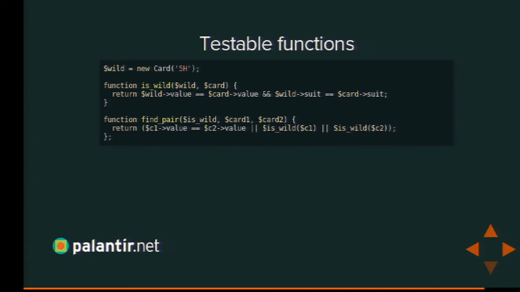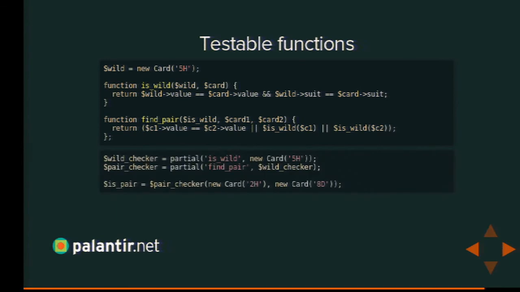But I don't want to have to pass something every time. All right, partial it. We'll take isWild and halfway call it with our wild card. So we wrap up this function, it will always get called with 5 of hearts as the first parameter. And then we partial findPair with the 5 of hearts is wild function we just created. And then we can call that pair checker repeatedly, just as we did before. Or we could make both of these into classes and objects and pass stuff into the constructor, and this slide would be 4 slides long. Or I can just put it right here altogether.